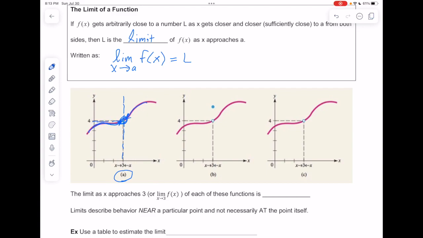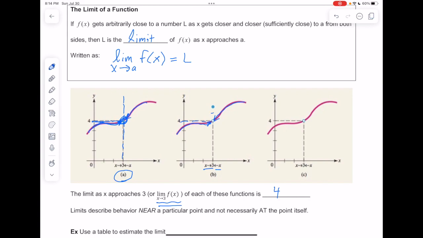And the height of that point is the value of the limit, which is 4. So the limit as x approaches 3 of f of x, using the shorthand, of this first function is the number 4, because that's the height that it looks like our function is approaching as the x value approaches the number 3. If we look at that same idea here, x approaching 3 from either side, as we get closer and closer, it still looks like we're coming towards that same point, which has that same height of 4.